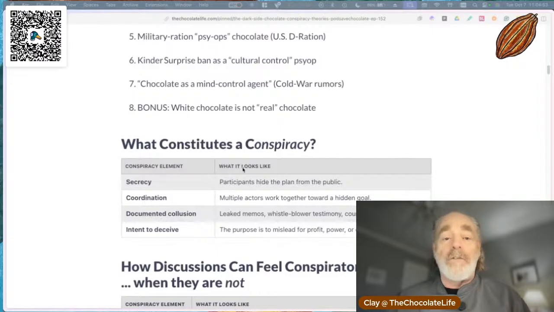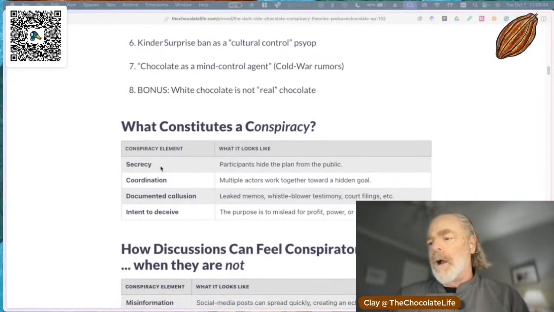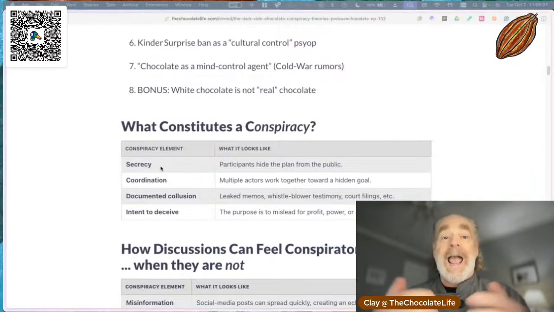So what constitutes a conspiracy? We always want to start off with base definitions. When we're talking about a conspiracy, what do we mean? We've got 4 elements of conspiracies and what they look like. The first element of a conspiracy is secrecy. The participants hide the plan from the public, or rather actively seek to hide the plan from the public. So in a conspiracy, there has to be an element of secrecy. There has to be an element of coordination: multiple actors working together toward a hidden goal. So we've got our hidden or secret goal, which is being actively concealed.